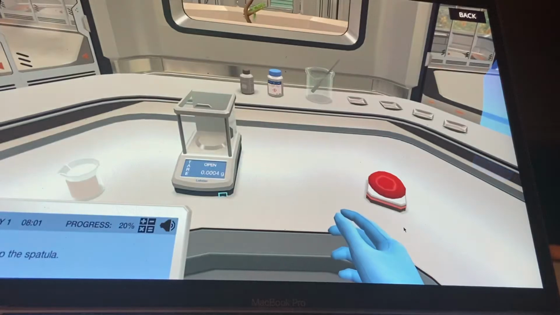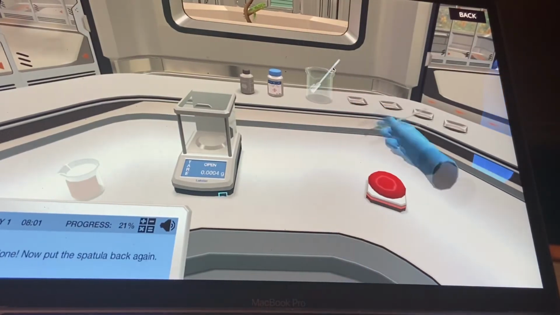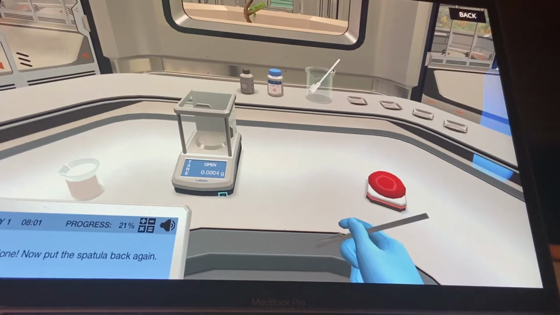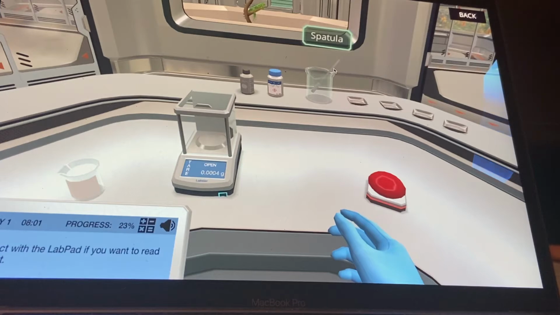Pick up the spatula. Well done, now put the spatula back again. Haha, I'm just messing with you to see if you understand how to interact with things in this simulation.